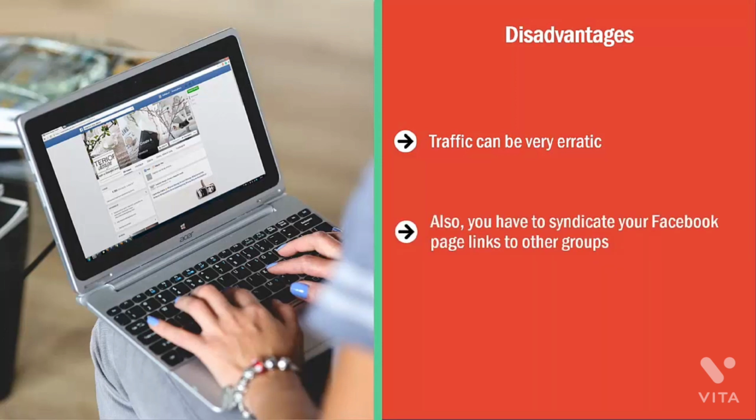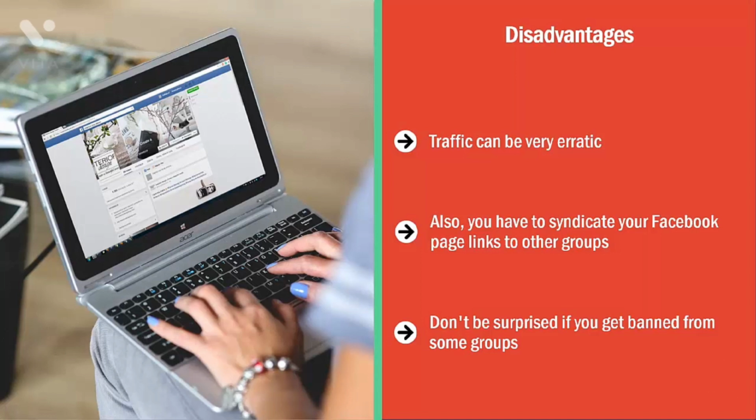Also, you have to syndicate your Facebook page links to other groups. This can be a problem. Some groups are very welcoming of page posts. Others are very suspicious. Don't be surprised if you get banned from some groups. However, you should start to worry if almost all the groups that you joined almost automatically ban you the moment you join. You know you're doing something wrong there.